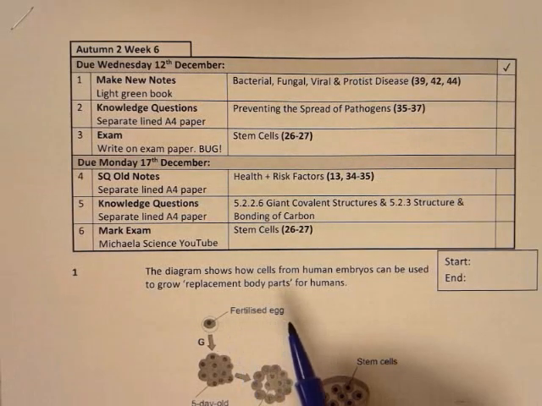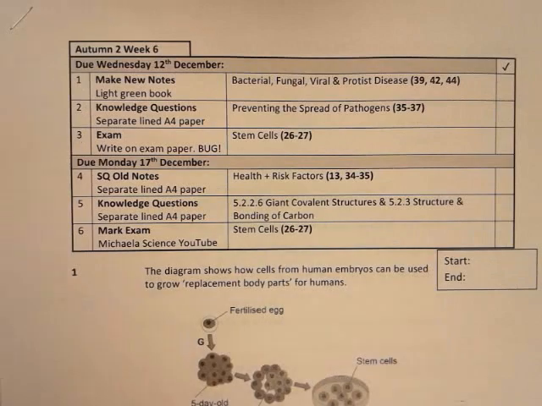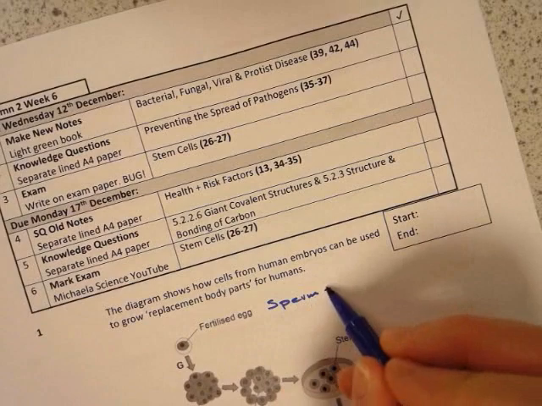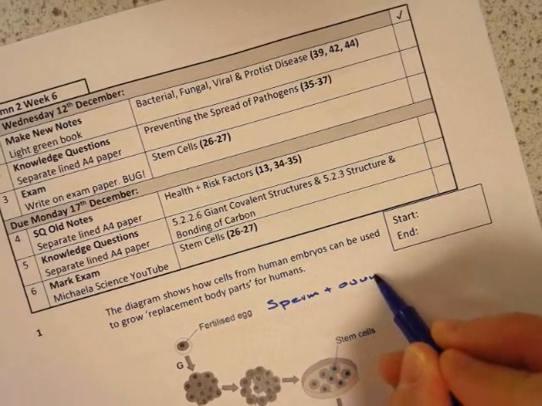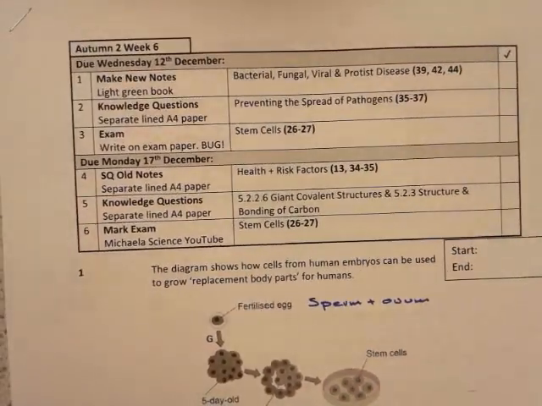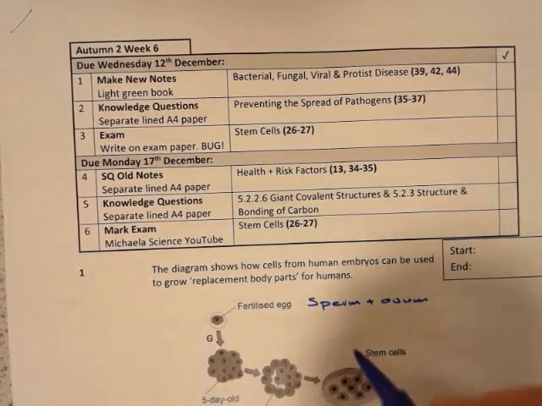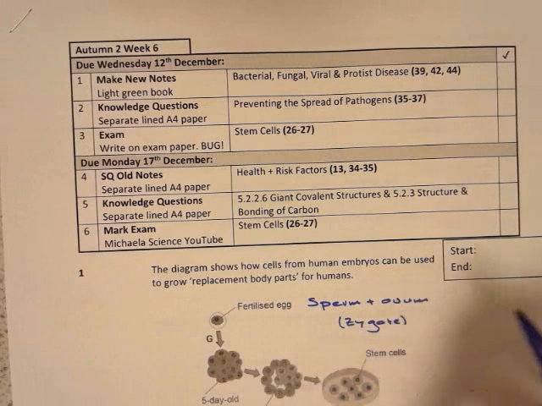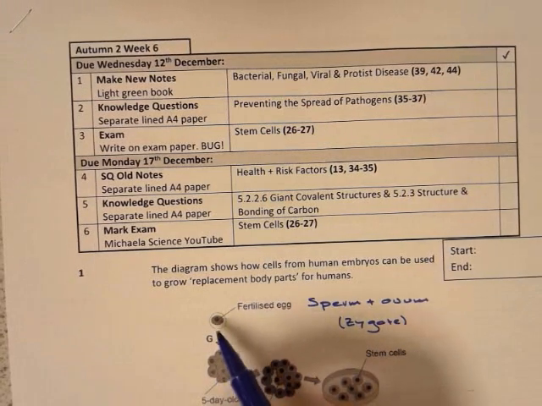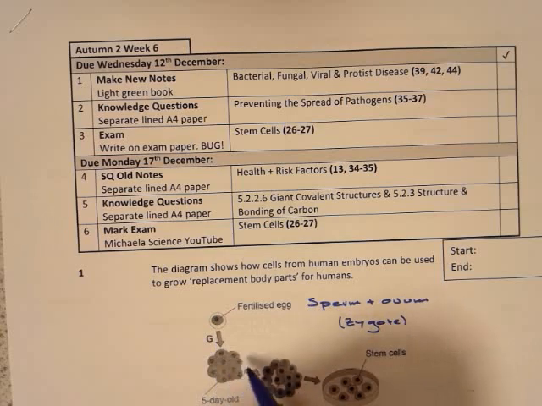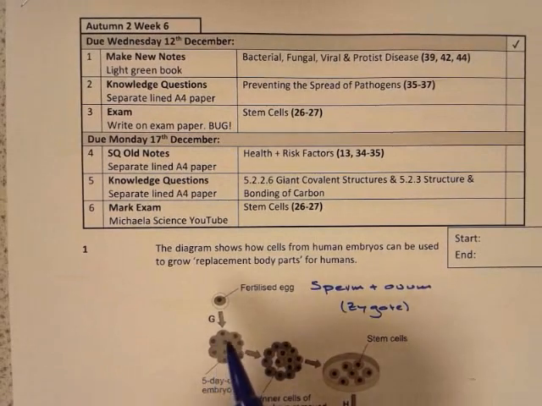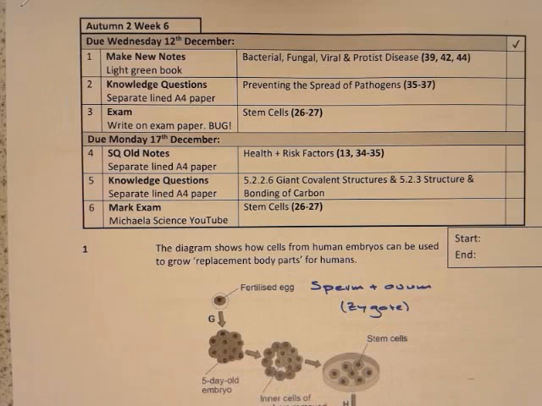Here you can see a fertilized egg. Now that is obviously a product of the sperm and ovum fusing together, and a more technical term for that is a zygote. Now from one cell you can see the 5-day-old embryo has multiple cells now. So clearly they have increased in number and they do that through division.